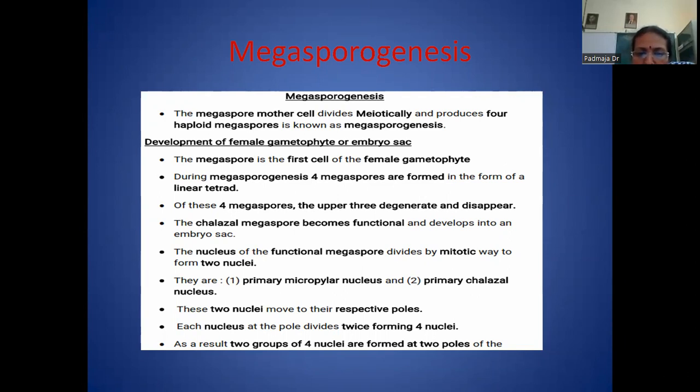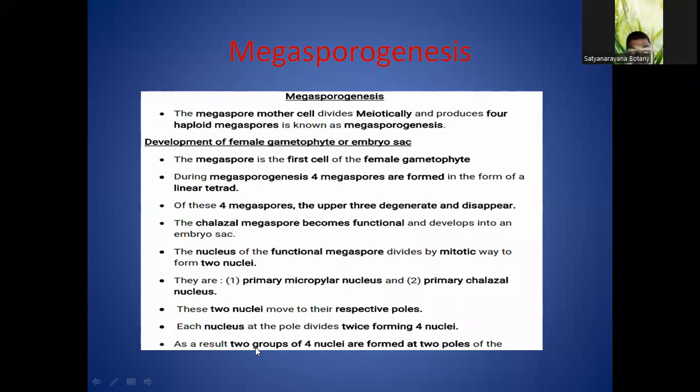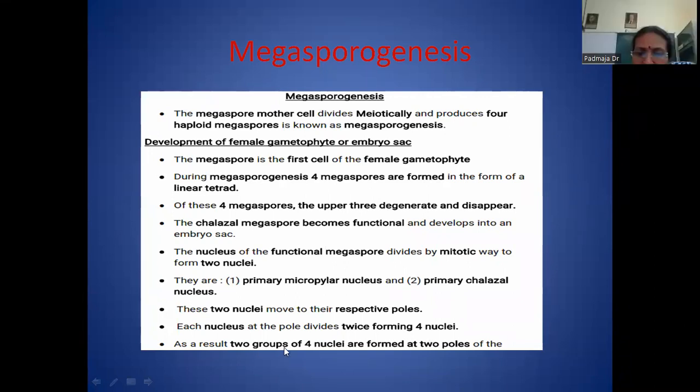And this haploid nucleus, by one mitotic division, forms 2 nuclei, and these 2 nuclei move to the polar ends, the micropylar and the chalazal. Then each nucleus at the poles divides twice, forming 4 nuclei at each end. As a result, 4 nuclei are present at the micropylar end and 4 nuclei are present at the chalazal end.